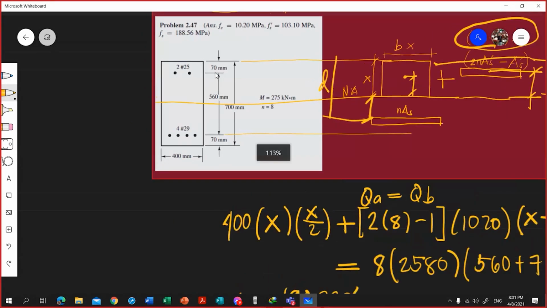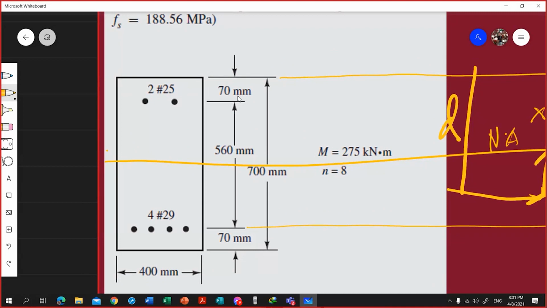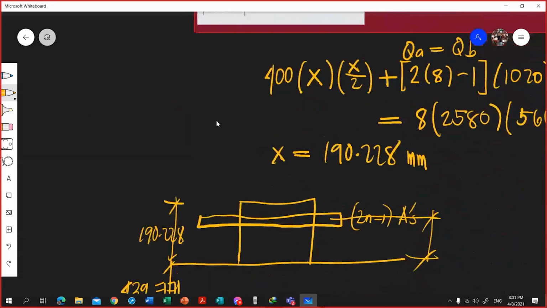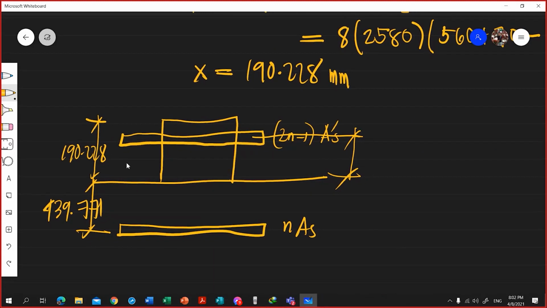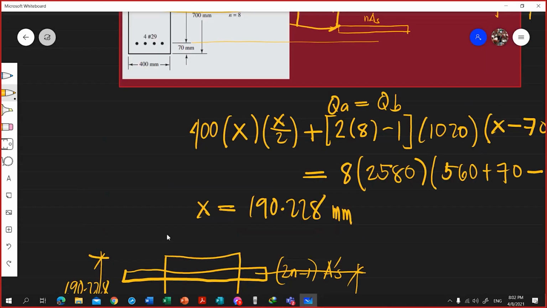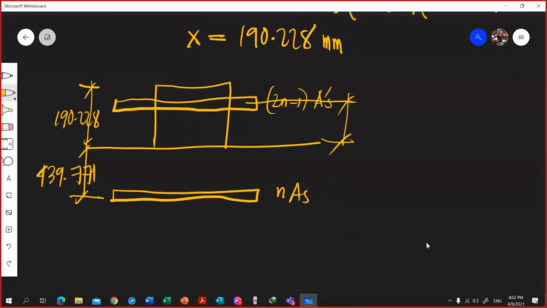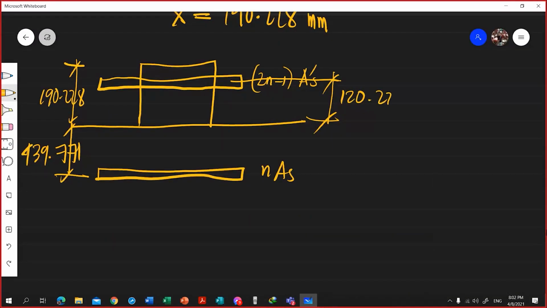By the way, we denote this distance, this 70, the distance of the centroid of the steel reinforcement in compression to the uppermost fiber, as d prime. So to solve the distance from the centroid of the steel in compression to the neutral axis, we just need to subtract d prime from 190.228. Your d prime is 70, so this is 120.228.